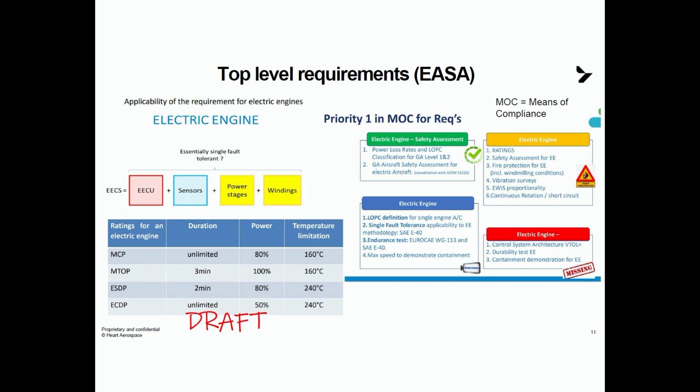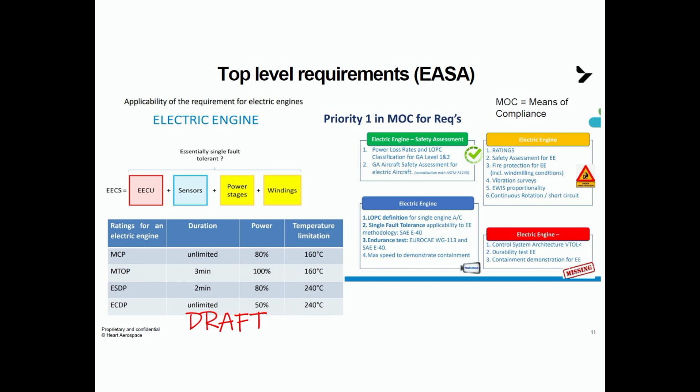Up to the right there, what is happening in the European and US aviation safety agencies is that they are focusing the safety assessments first on the power loss rates, and LOPC is loss of power control, which means lack of control of the propulsion system, that we lack control of the propulsion power. And that's down to the left there, I will come to that.